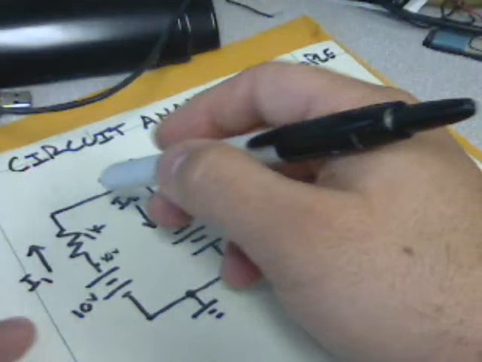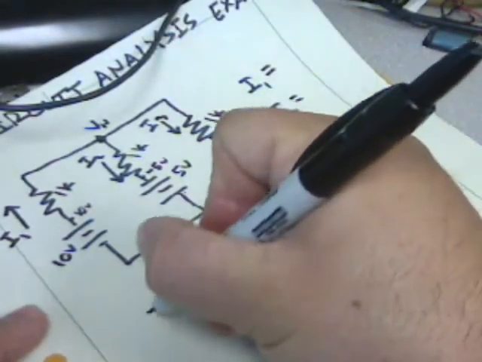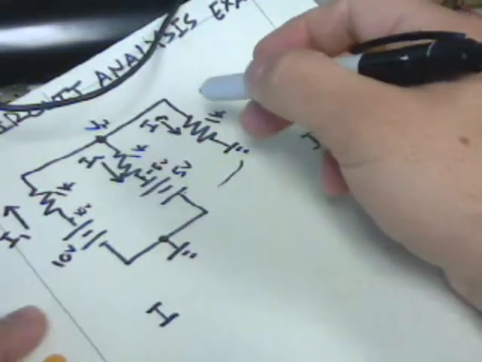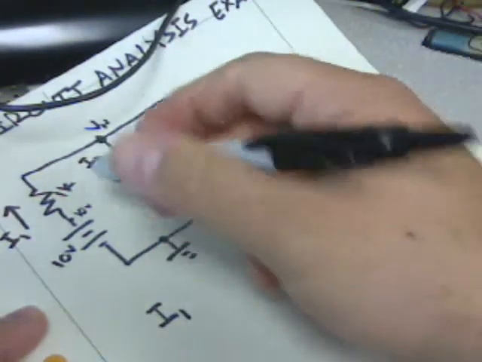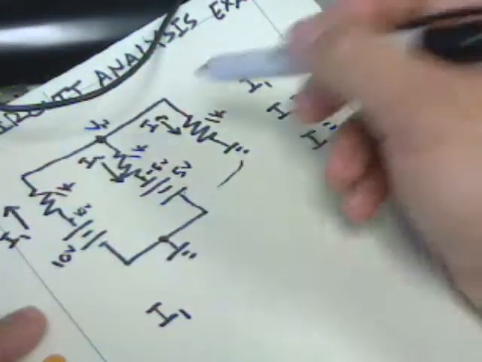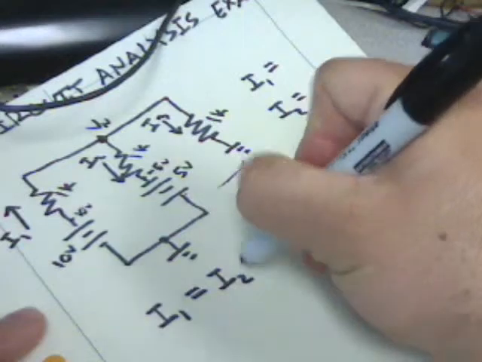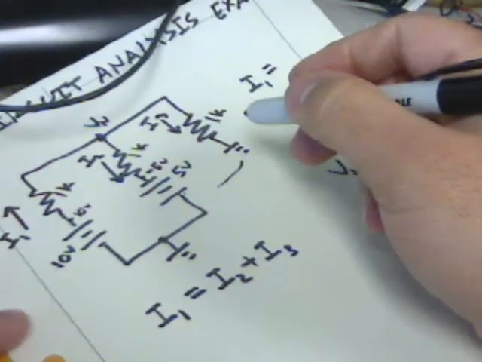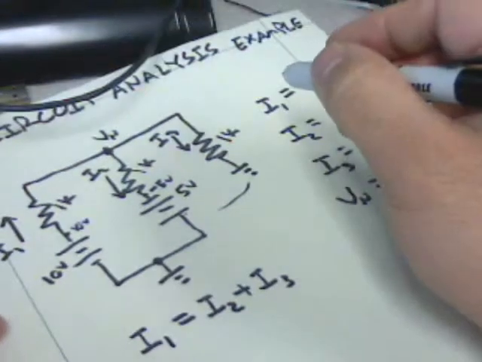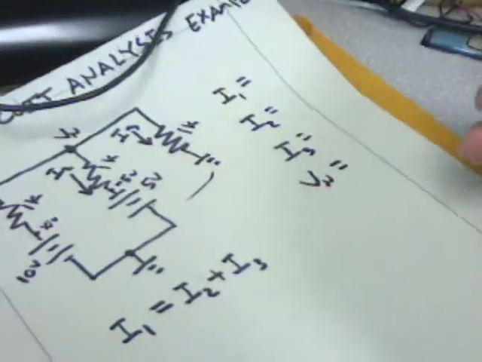So the first equation is going to be just Kirchhoff's current law. So we're going to say the currents into this node, we'd write all on one side of the equation. There's one current going into this node. The currents coming out of this node, we write on the other side of this equation. So we have I1 equals I2 plus I3. So that's the first equation, easy.